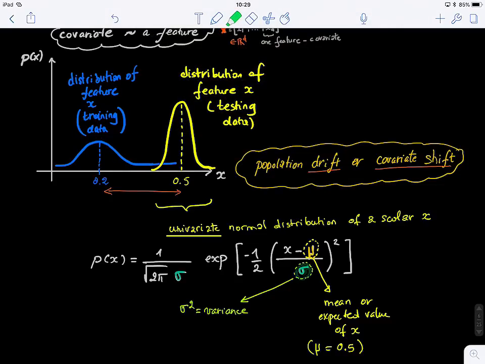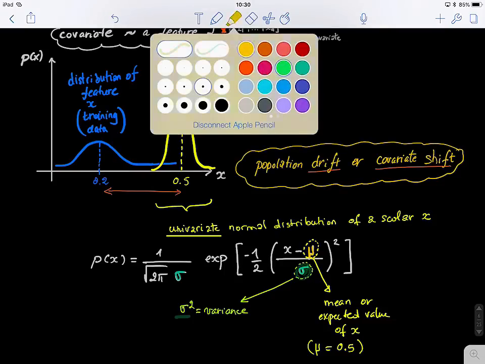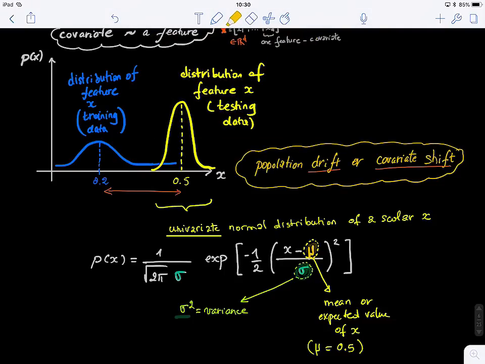It's the standard deviation squared, the variance, right? And then we have the mean of the distribution, mu, or the expected value of x. Expected value means: if we look at the feature x in our population, what is the value that we expect our feature x to take across our samples when we look at the yellow distribution? What is the most common, highly probable value in this case?